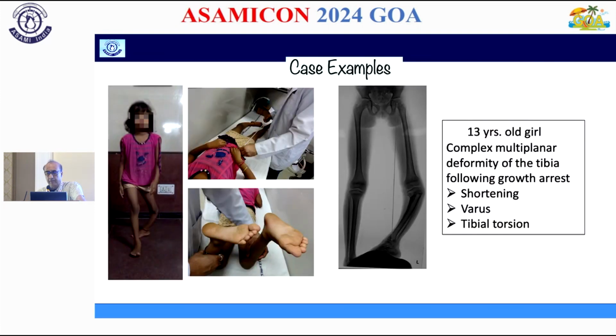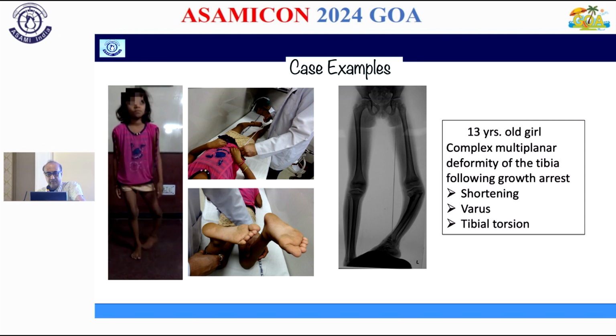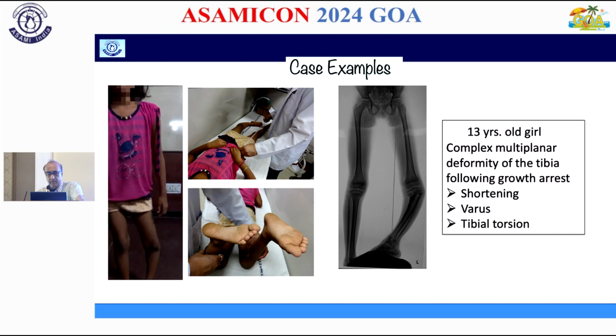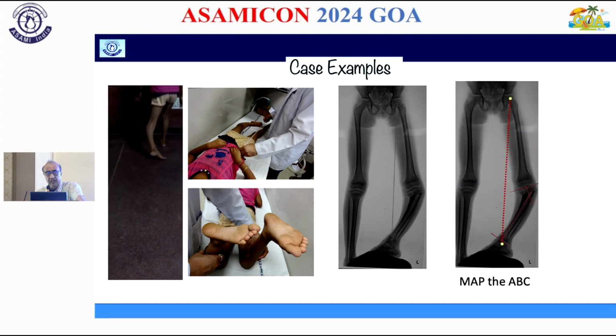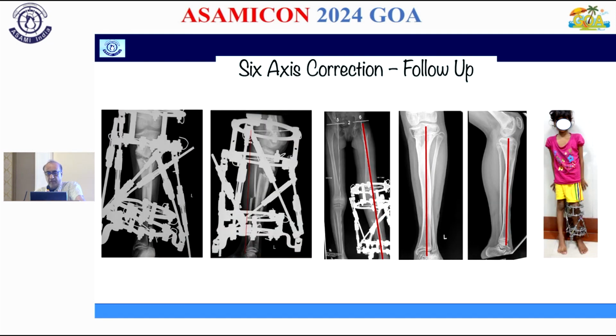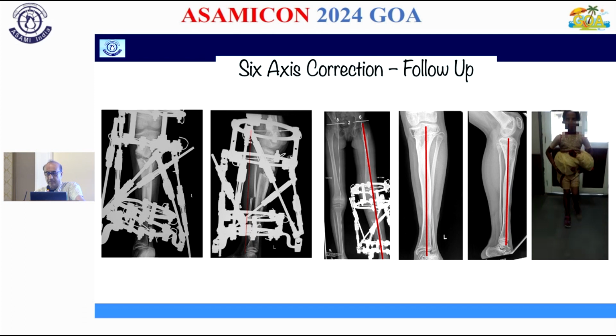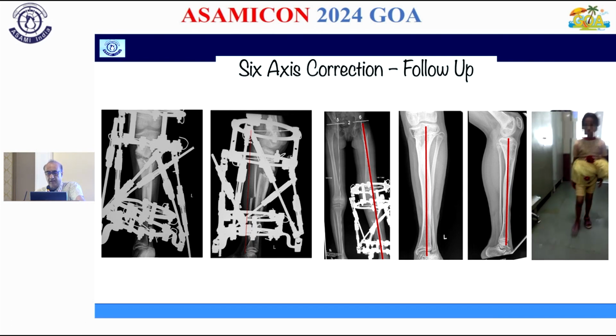Another case example: multi-complex deformity of shortening, varus, as well as tibial torsion. That's our gait. Again, you have to plan. Now, planning has to be done. The software will not do the planning part. You have to input the data, both the hardware as well as the software data. So this is the planning you have to do. You must understand the deformity, the MAP, the ABC. I think most of you know. And that's during the follow-up. And that's the final correction.